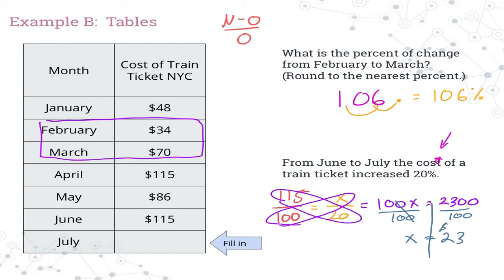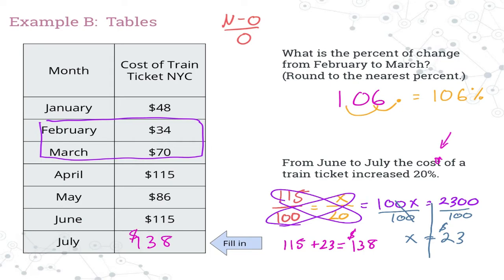So we need to take the original amount, which is $115, plus the $23 for the increased ticket. So 3 plus 5 is 8, 1 plus 2 is 3, and carry down our 1. So the new ticket price is $138.